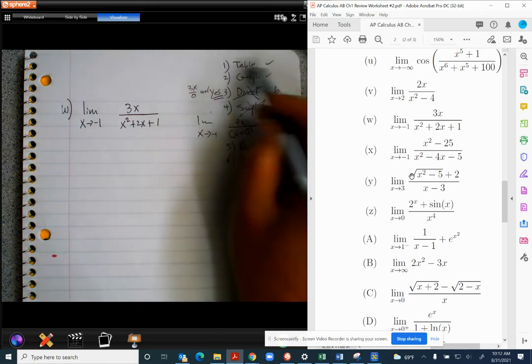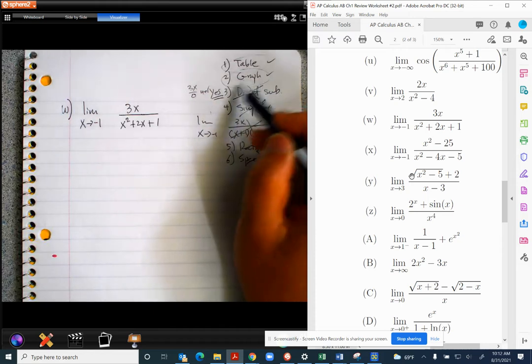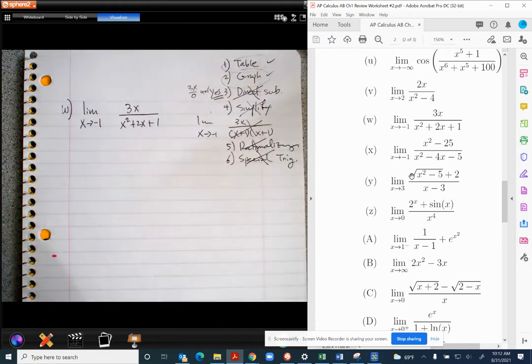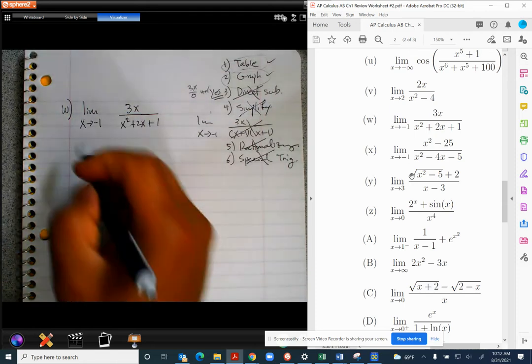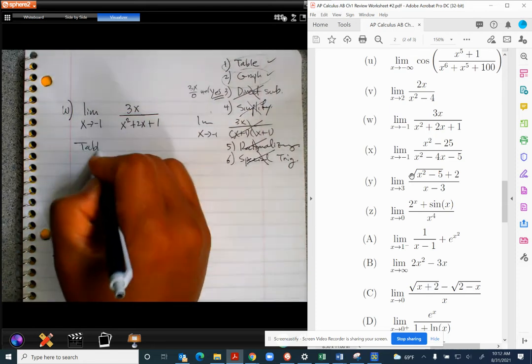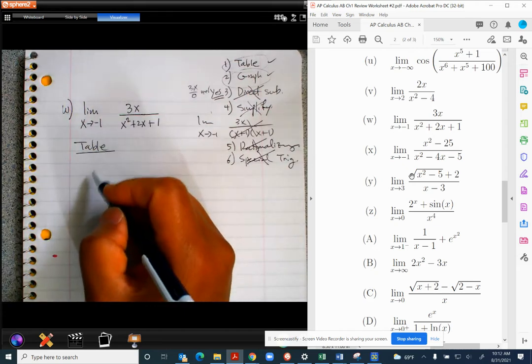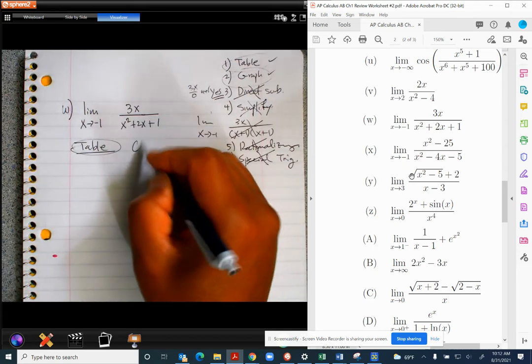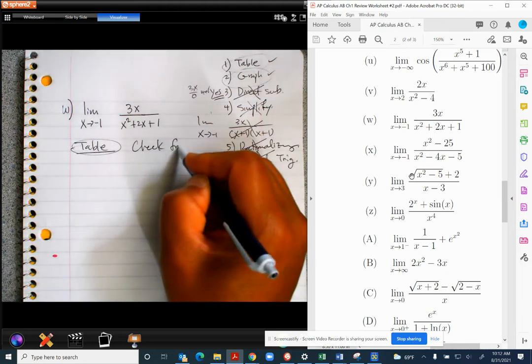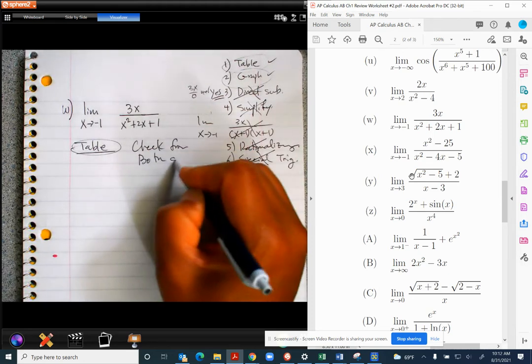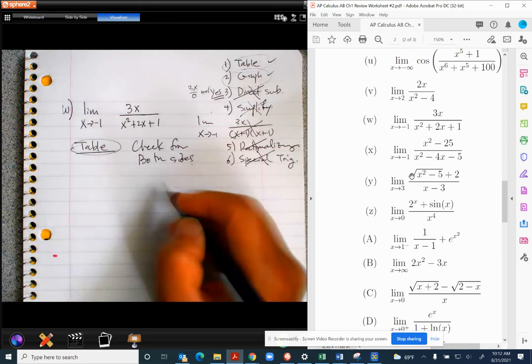But anyways, so we have a table or graph method that I can use. Which method would you like to use? Let's use both. Let's just say I want to use a table. What value am I supposed to pick? Remember, using the table, you're supposed to check from both sides, right? So what numbers do I use?